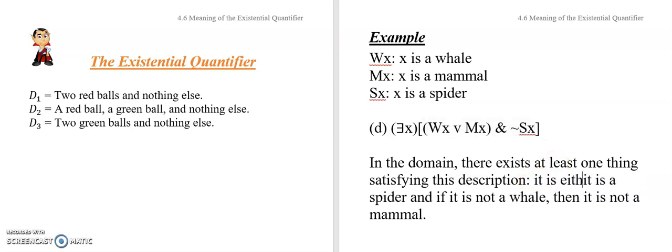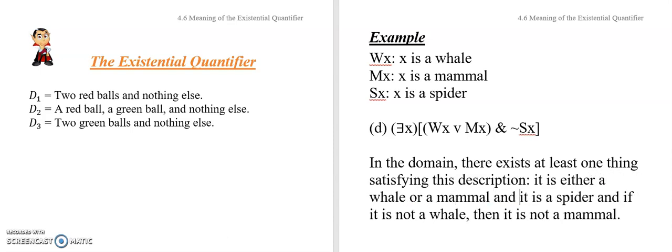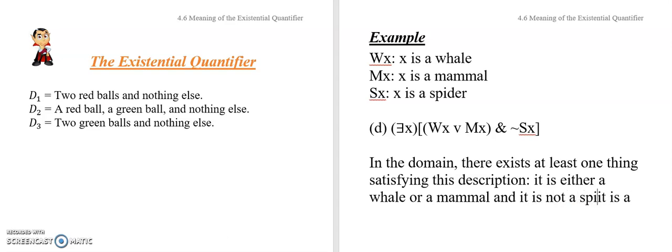It is either a whale or a mammal, and it is not a spider. Okay? So that's exactly what that means. So there's at least one thing that satisfies both of these. It's not a spider, and either it's a whale or it's a mammal. Okay? So that's exactly what that type of thing amounts to.